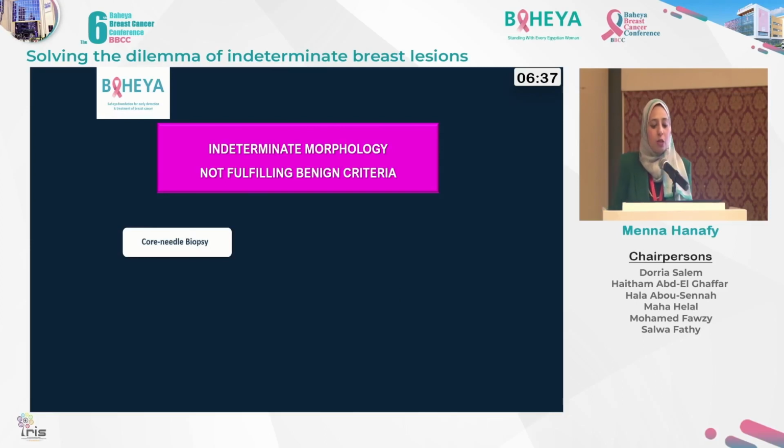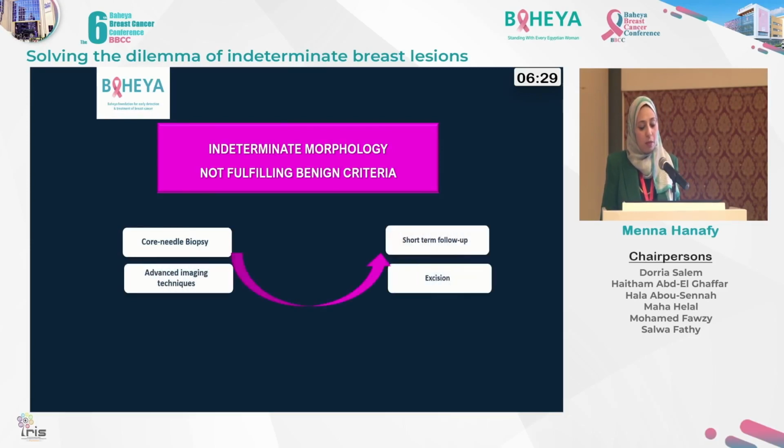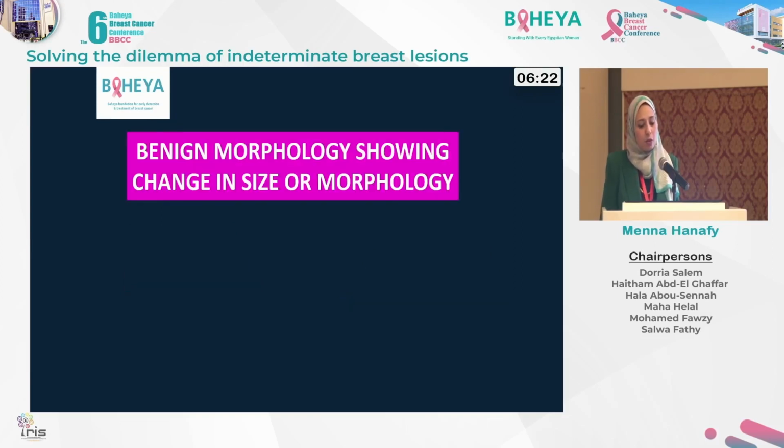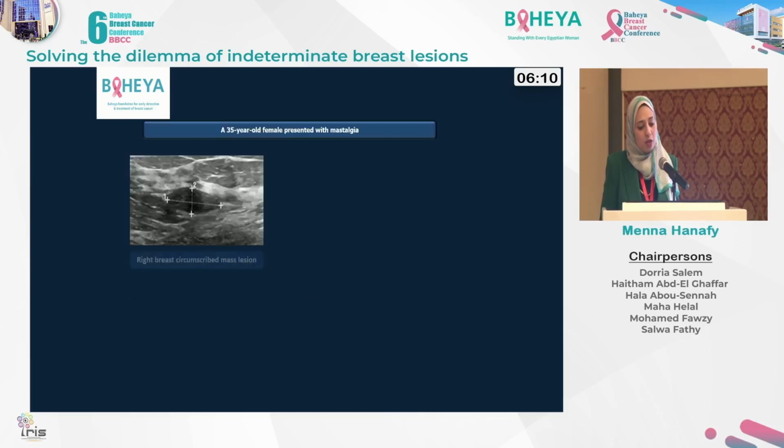Then, for lesions with indeterminate morphology not fulfilling benign criteria, core biopsy is recommended, and advanced imaging techniques may be needed. According to results, short-term follow-up or excision will be recommended. For lesions with benign morphology showing change in size or morphology, this entity includes lesions that increase in size more than 25% in 6 months, change in shape or margin, change in vascularity, or development of additional features.